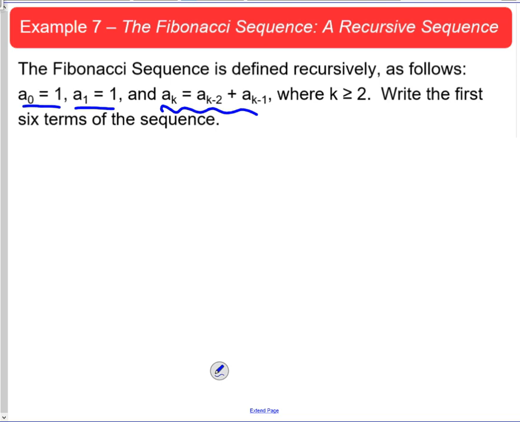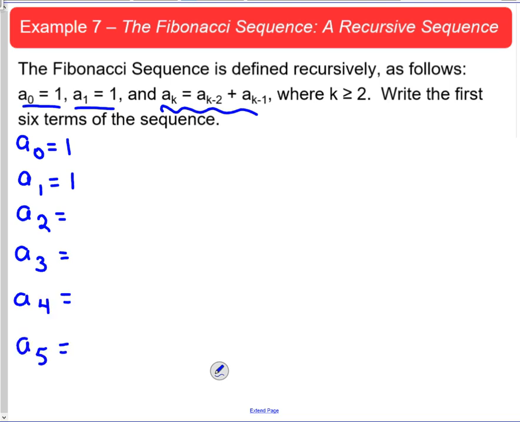So we want the first 6 terms. If we're finding the first 6 terms, we actually can count a sub 0 as the very first, a sub 1 as the second. So we'll call that the third, the fourth. Whoops, let's actually write, my subscripts are getting messed up. Okay, and one more. How about we'll call it the fifth? So a sub 5. That should give us the first 6 terms.